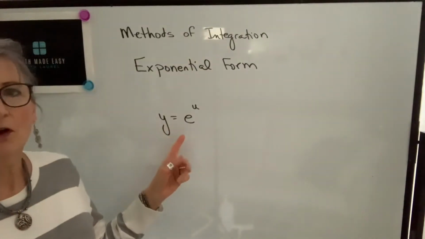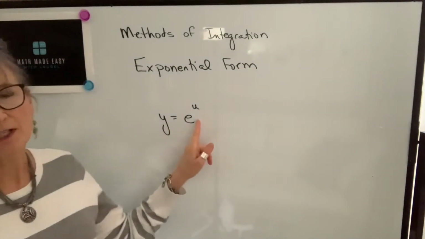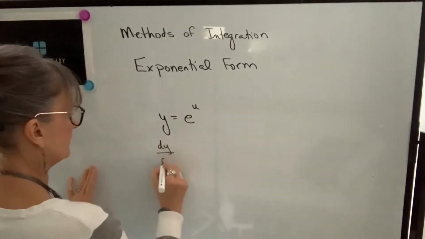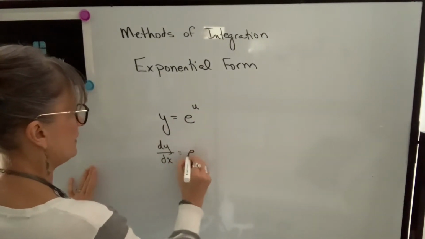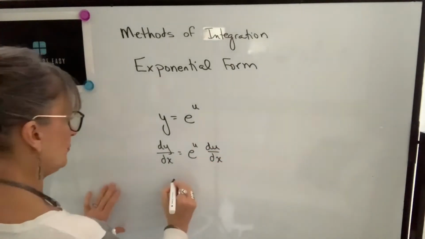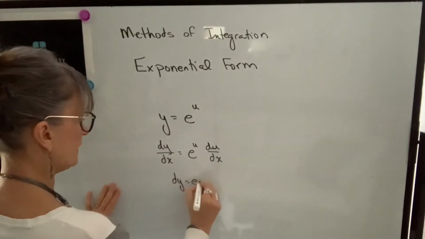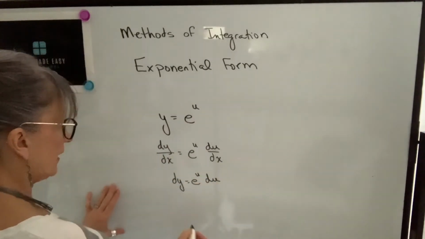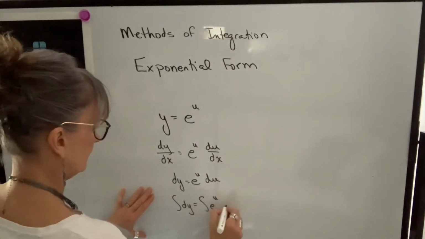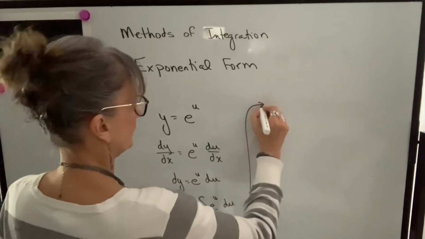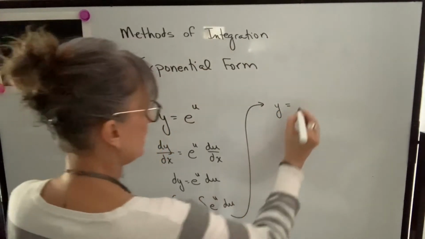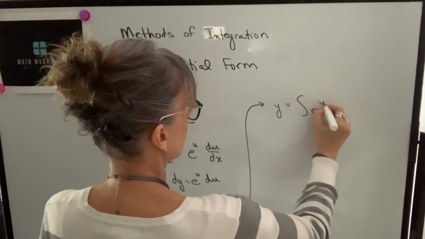Let's start by recalling what the derivative of an exponential function is equal to. If we were to differentiate this with respect to x, we would get e to the u times du dx. If we multiply through by dx, we get dy equals e to the u du. And if we integrate, the integral of dy is y. That will be equal to the integral of e to the u du.